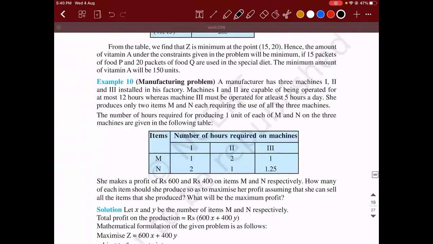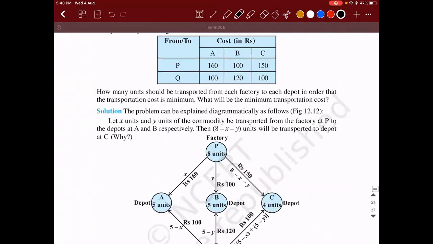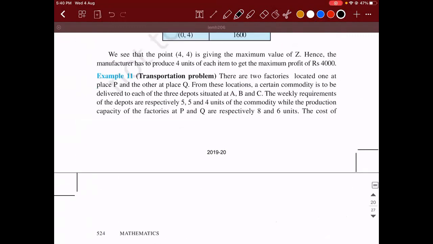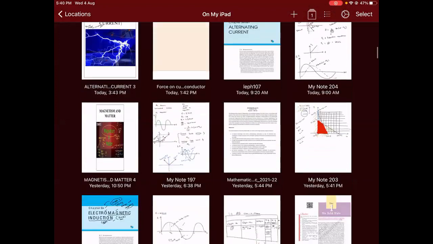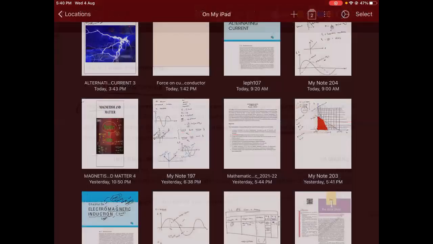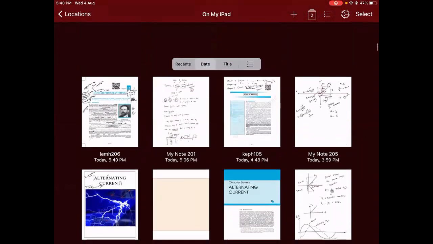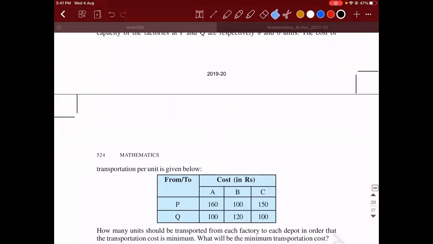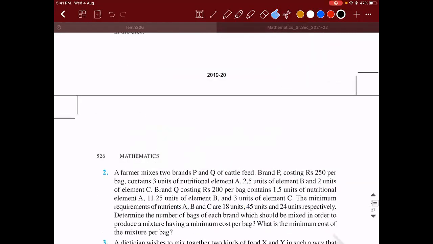Actually, we'll do a transportation problem. So 100. Wait, let me check if it's there. Okay, it's better, it's not needed. These are all the things that you need.